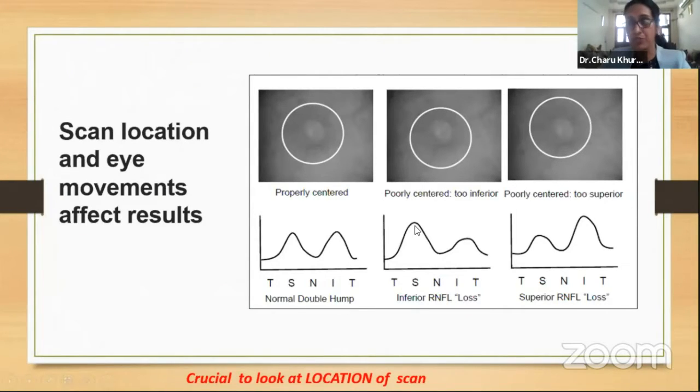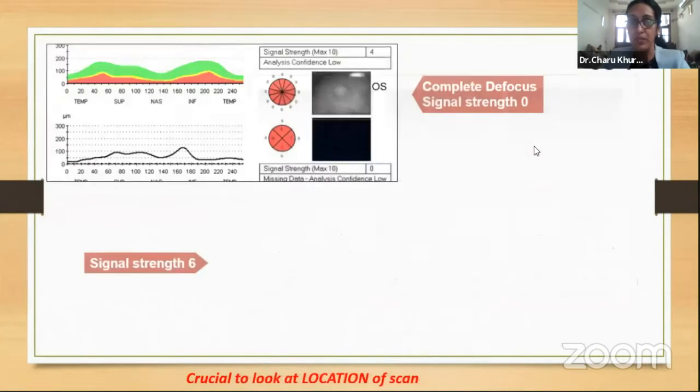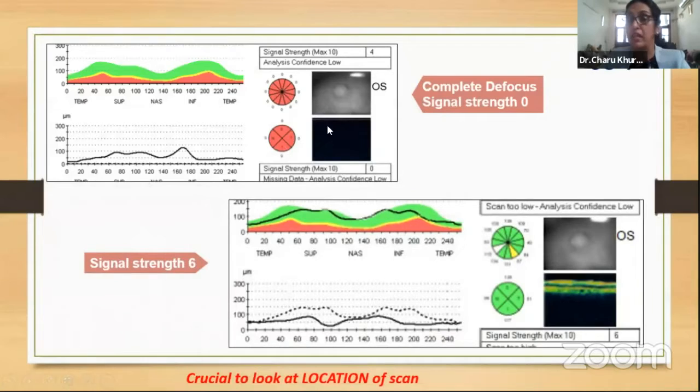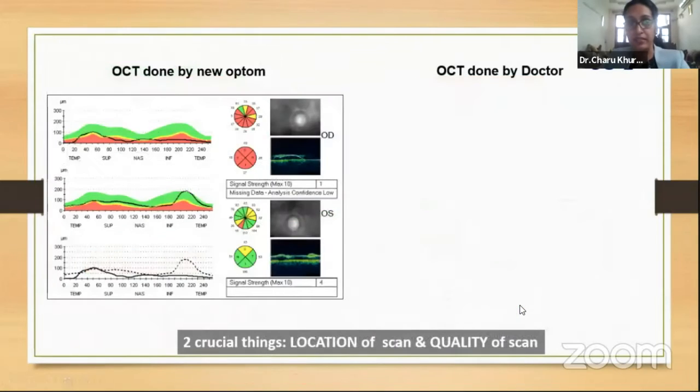A proper centration of the map is very important. So if you have a properly centered scan, you will find the good double hump pattern. But if we have an inferiorly decentered scan, then we'll have inferior RNFL loss, which is erroneous. And similarly, if it is superiorly decentered, we'll have a superior loss. So here is a scan which appears as an area of increased RNFL loss, but here the location is not appropriate. And once we repeated the RNFL scan, we find that this is actually a normal RNFL thickness.